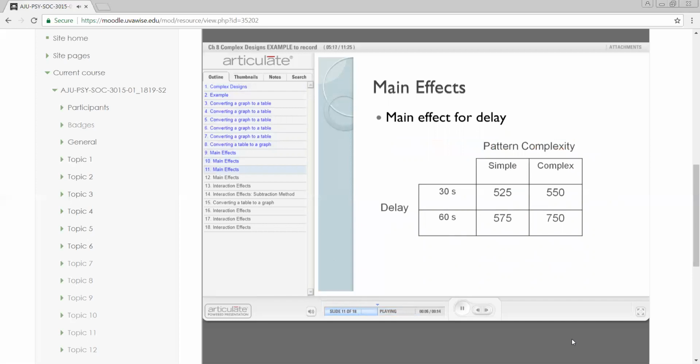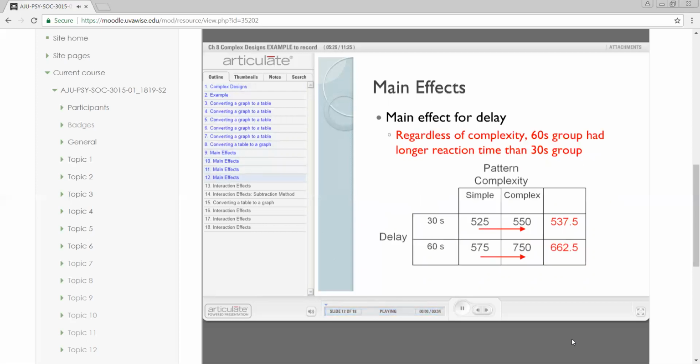So the second one is for delay. For the main effect of delay, I want to know the difference between the 30-second group and the 60-second group. And again, I'm not interested in pattern complexity for this one, so I'm going to average across pattern complexity to get the mean for the 30-second group and the mean for the 60-second group.